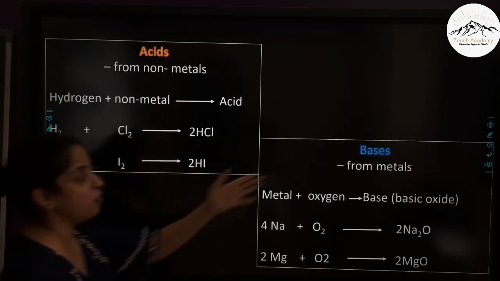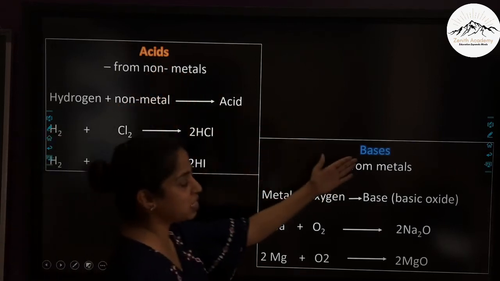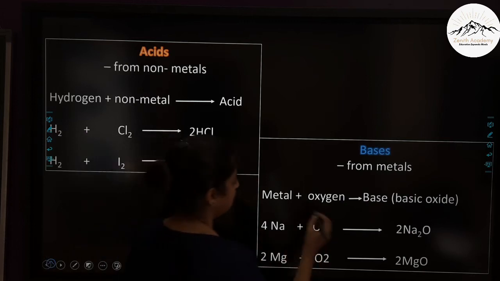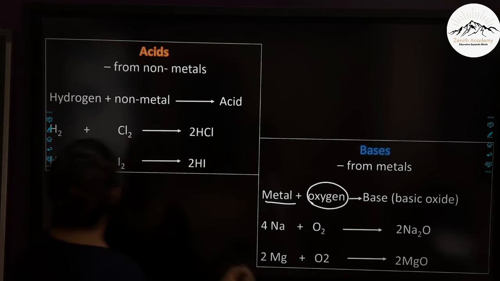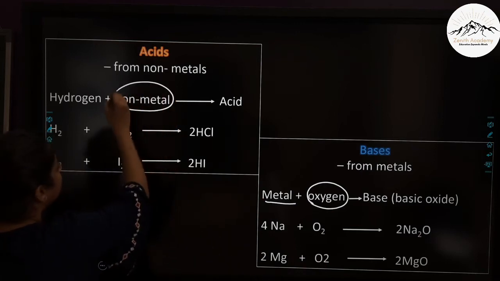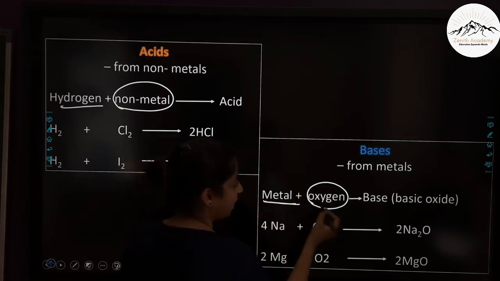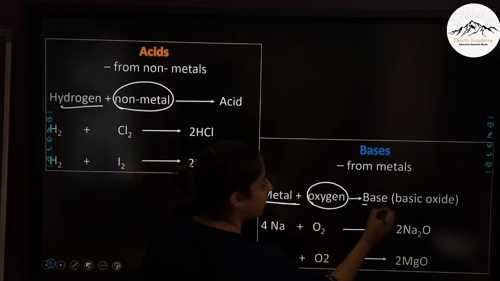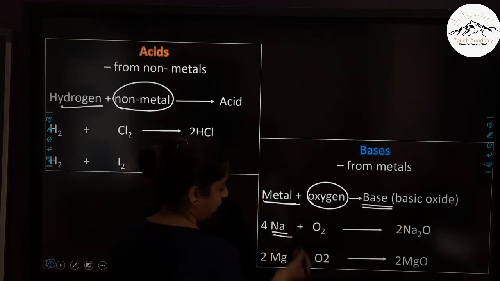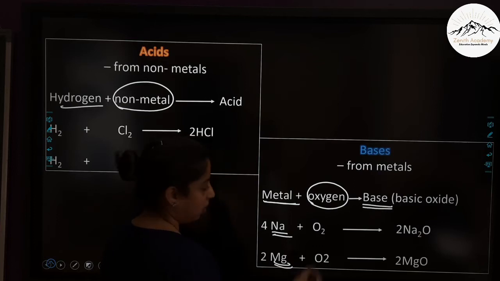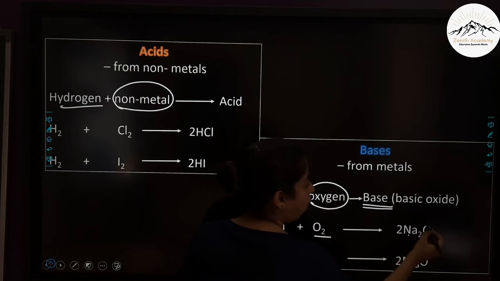Now let's see how bases are formed. Now, since acids are formed from non-metals, bases are formed from metals. You can see that whenever metal reacts with oxygen, here you had seen that non-metal was reacting with hydrogen. Here, metal is reacting with oxygen to form base. Okay. So, you can see here sodium metal and magnesium metal. They are reacting with oxygen to form sodium oxide.